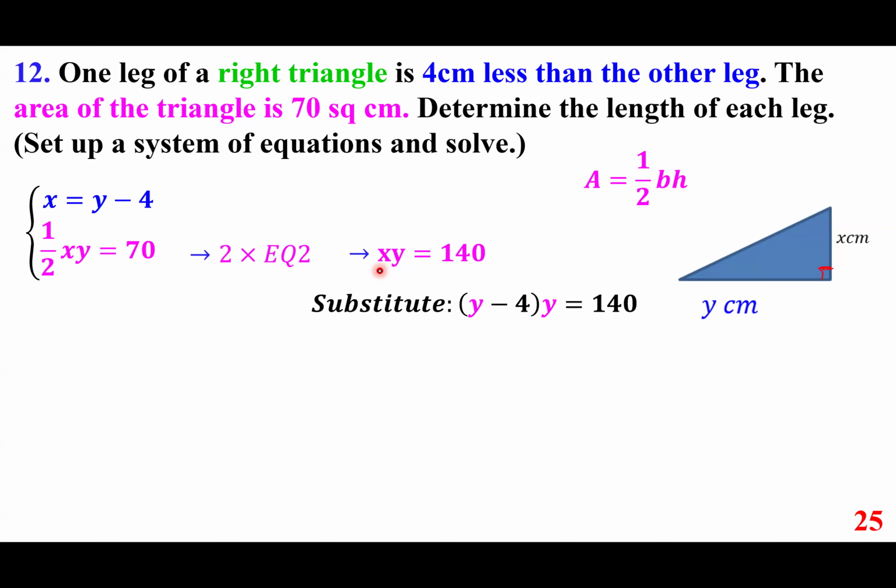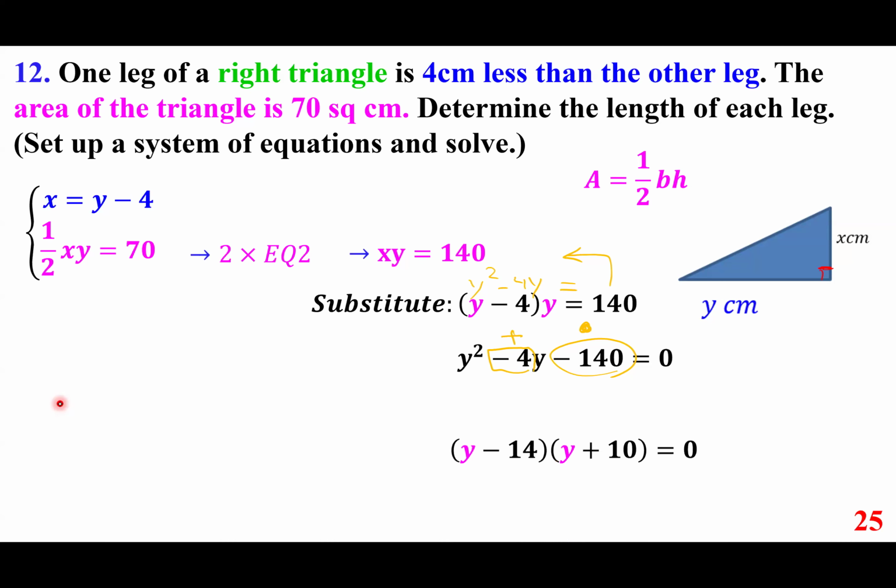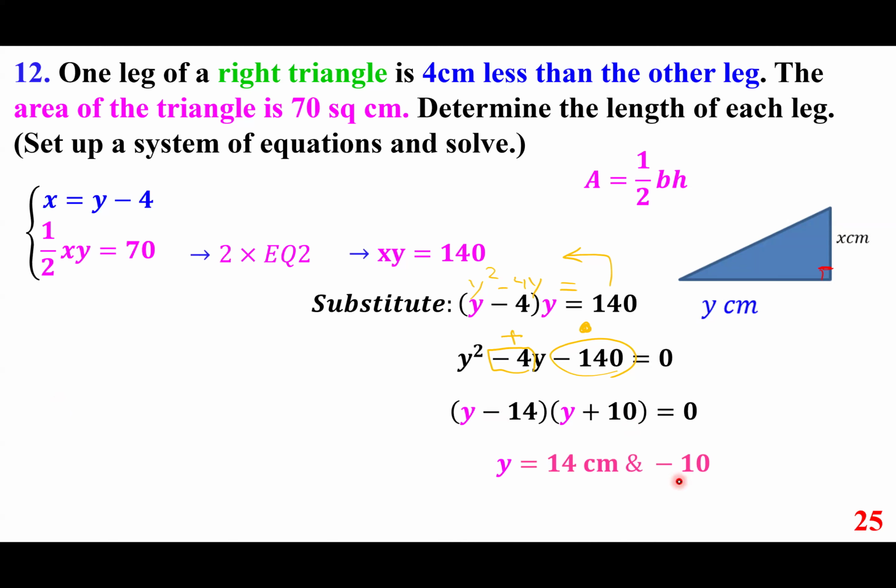So this is Y squared minus 4Y. And since we want to factor, we're going to move the 140, it becomes negative on the left side. We want two numbers. The product is negative 140. The sum is negative 4. So the answers are negative 14, positive 10. So Y minus 14 and Y plus 10, and the answer becomes Y equals positive 14, negative 10, and we can't have a side that is negative. Y equals 14 is the answer.